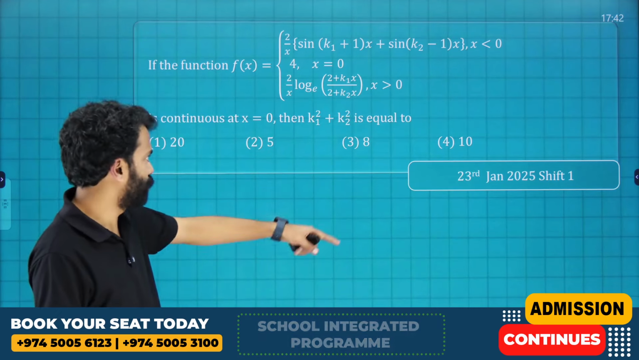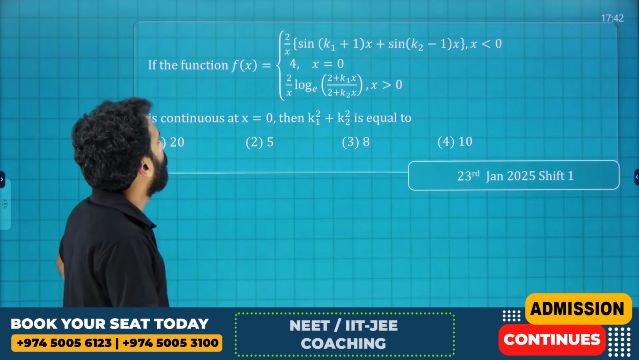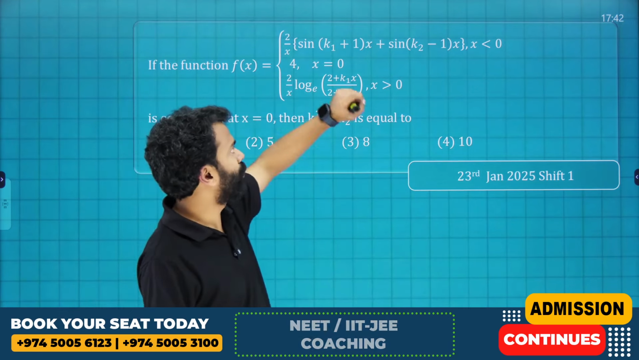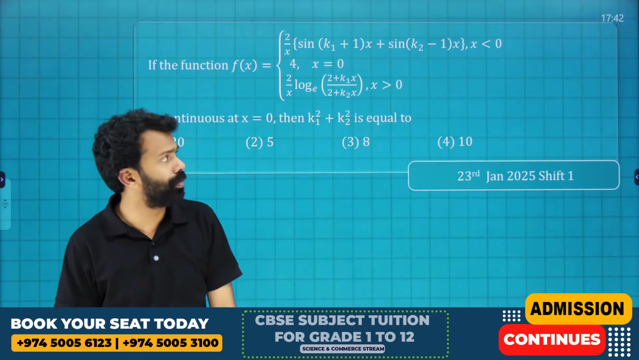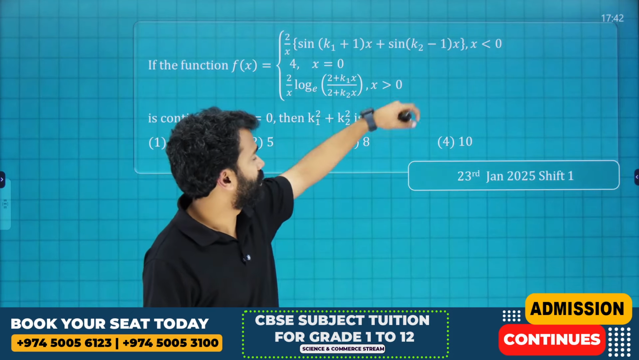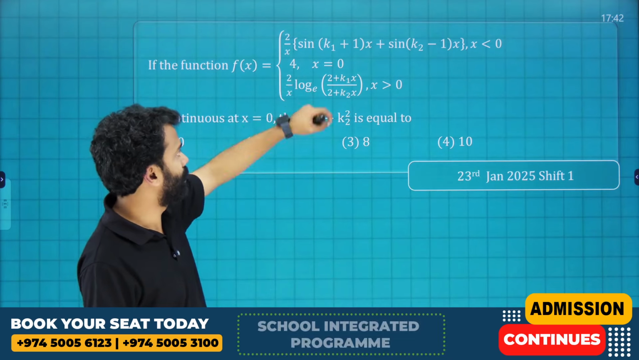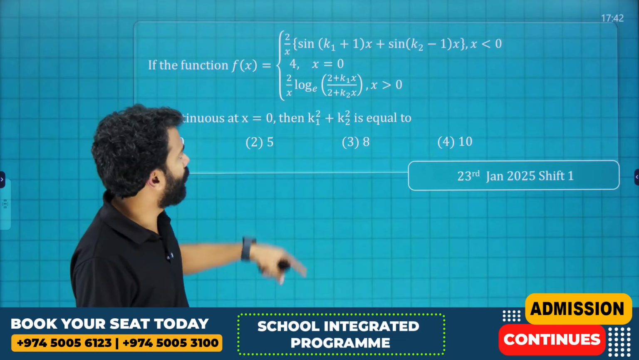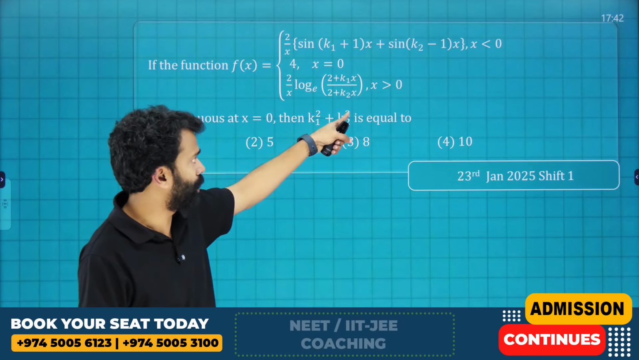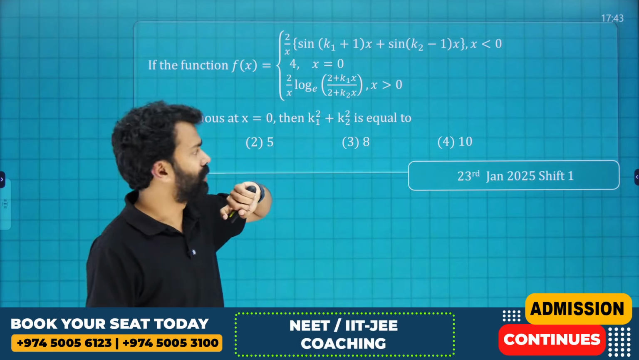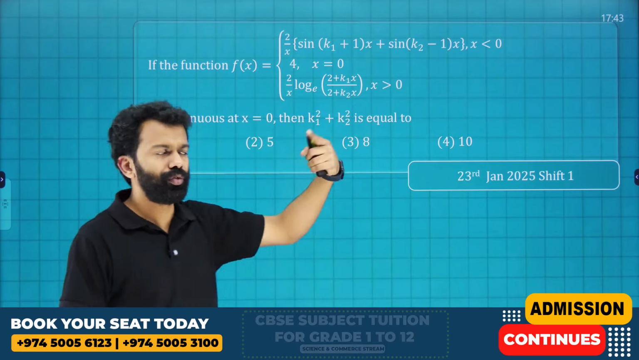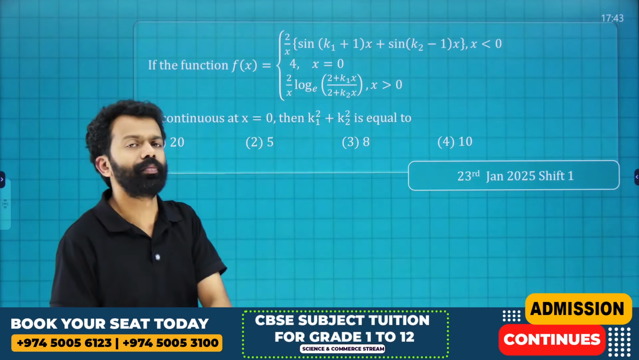Okay, another question from 2025. If the function f of x is given by a piecewise function: 2 by x into sine of (k1 plus 1)x plus sine of (k2 minus 1)x, divided by x, for x less than 0; 4 when x is equal to 0; and 2 by x log of (2 plus k1x) divided by (2 plus k2x) where x is greater than 0. And it is given that the function is continuous at x is equal to 0, then you need to find k1 square plus k2 square.